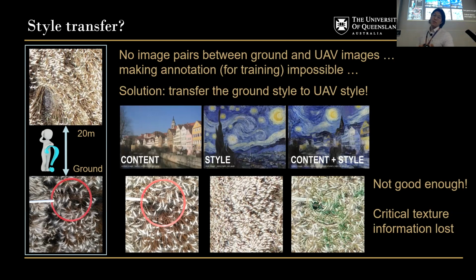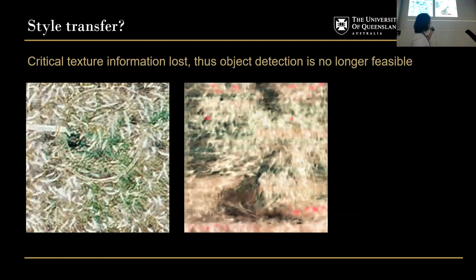You can see in the first example here, it's doing a pretty good job. The original content is kept, and there's a fancy Van Gogh-like style added on the original image. However, when we apply this technique to the cropped images, to the UAV images, it's still not good enough. The critical texture information is still lost. There's a better and larger example that you can see. The texture information is not there anymore, so we can hardly use that to perform object detection.